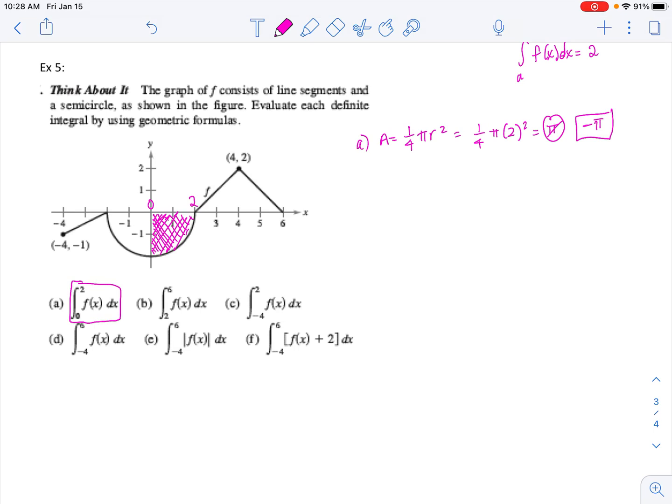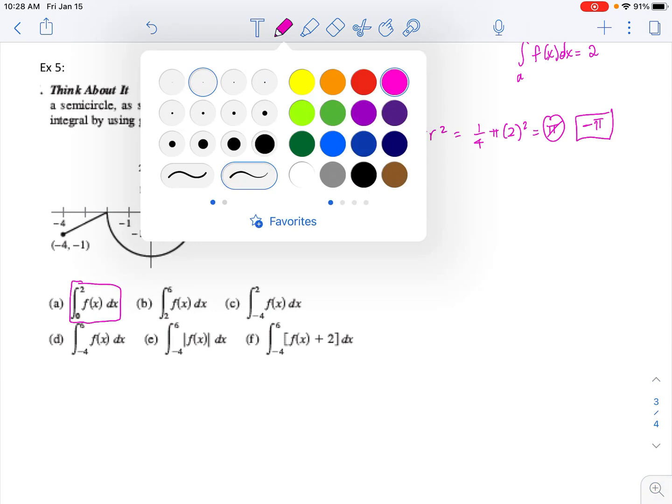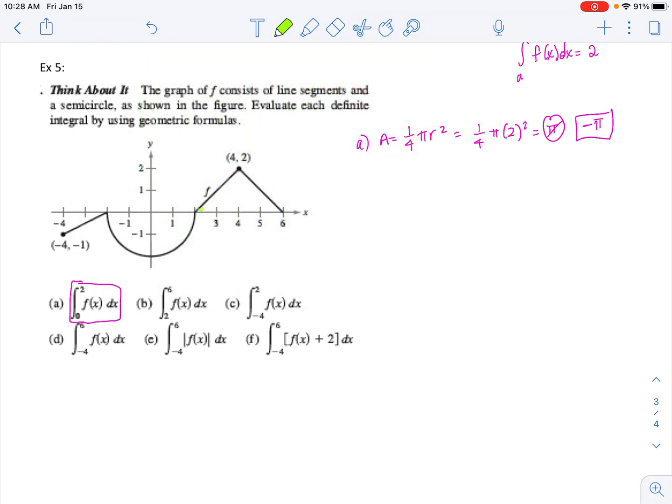Okay, B integrates from 2 to 6. So I want to shade that in with you, make sure we're talking about the same space. So 2 to 6 is this green triangle. I'll let you do that one on your own.